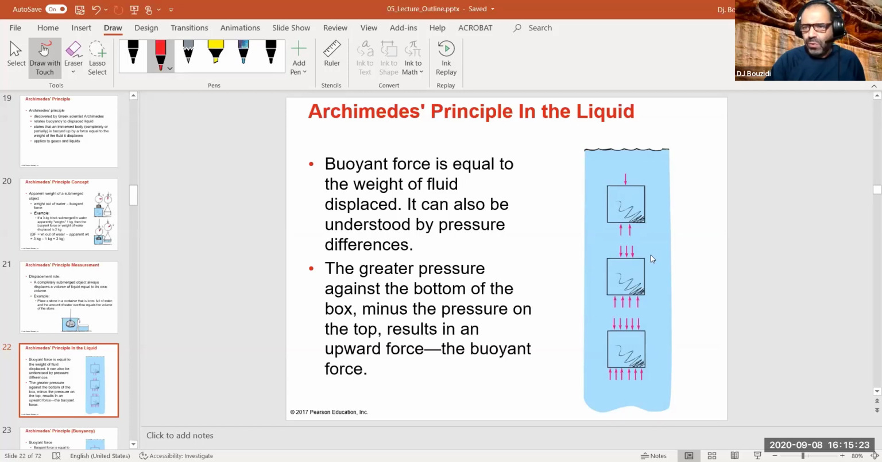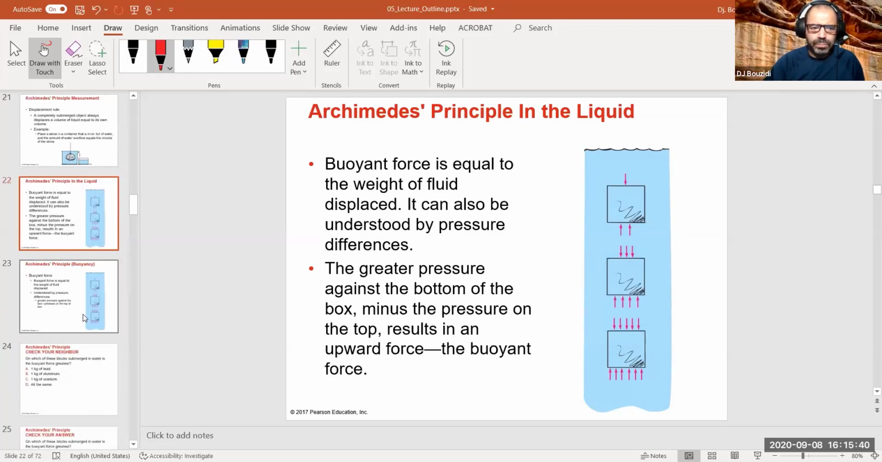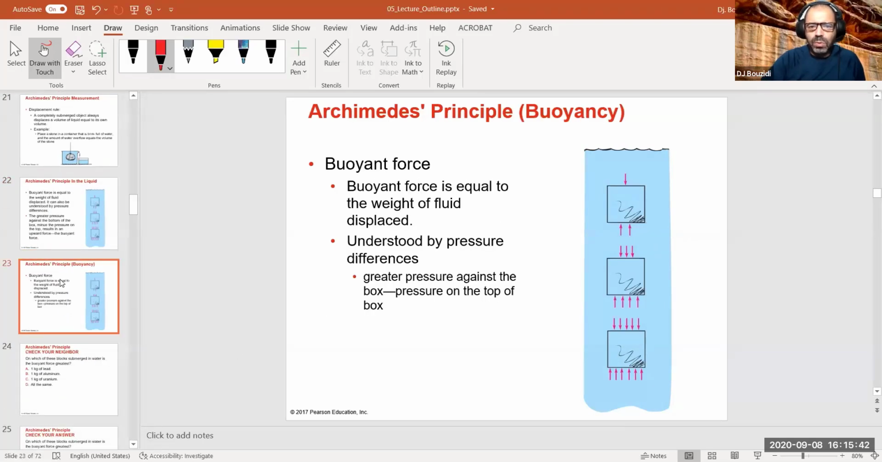Of course, since it's a force, I have to multiply it by an area, because the area matters now, since I'm looking for the force in newtons. Remember, pressure is force over an area. So if I want to get the value back in terms of newtons, I have to multiply it by the area that this pressure is applied on. So buoyant force is equal to the weight of fluid displaced, the weight, which is in newtons.